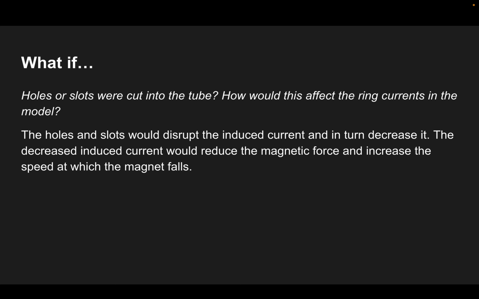And what if holes or slots were cut into the tube? How would this affect the ring currents in the model? The holes and slots would disrupt the induced current and in turn decrease it, and the decreased induced current would reduce that magnetic force, and as a result, increase the speed at which the magnet falls.